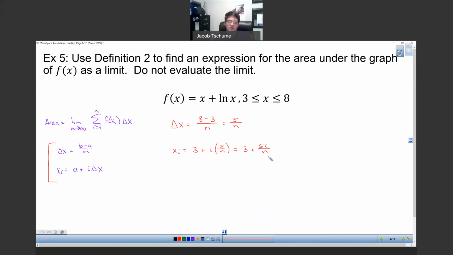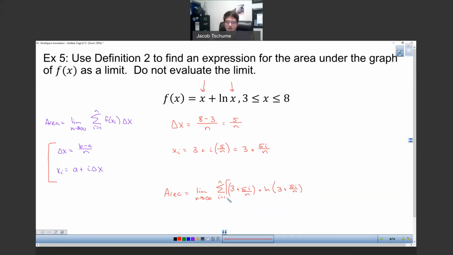Now that I have both of those unknowns, we can plug them into my area formula. So the area under the curve is going to end up equaling the limit as n goes to infinity of the summation from i equals 1 to n of f of x sub i. Both of those x's in the original function need to be turned into x sub i's. So this would be 3 plus 5i over n plus the natural log of 3 plus 5i over n.